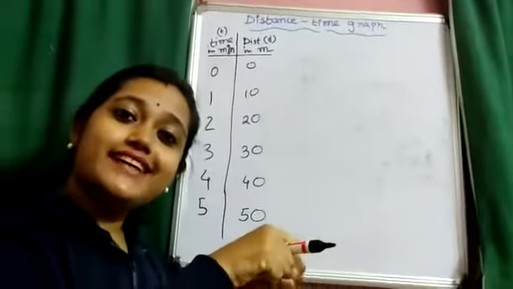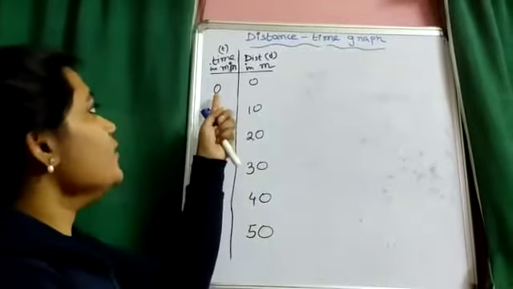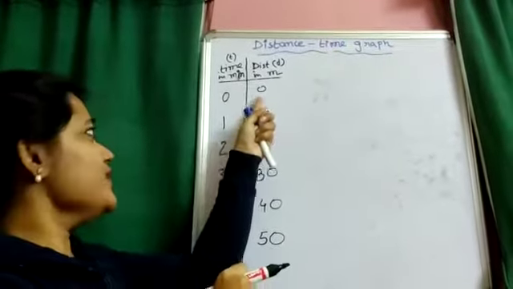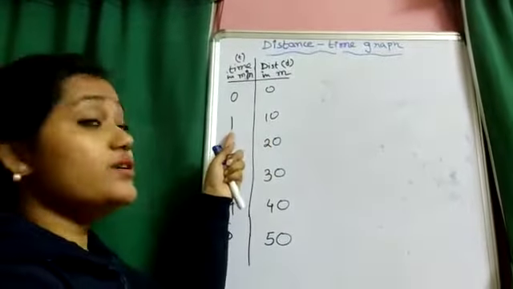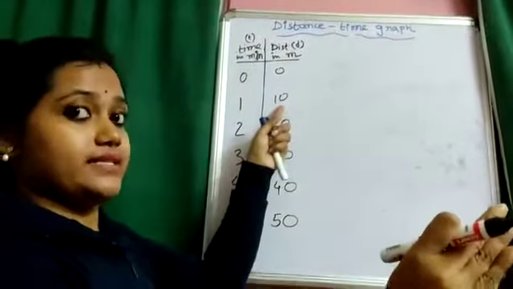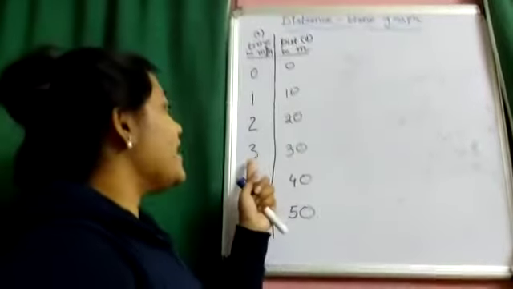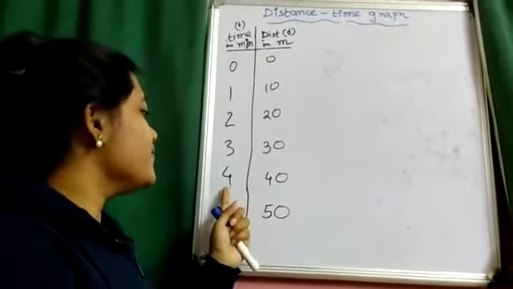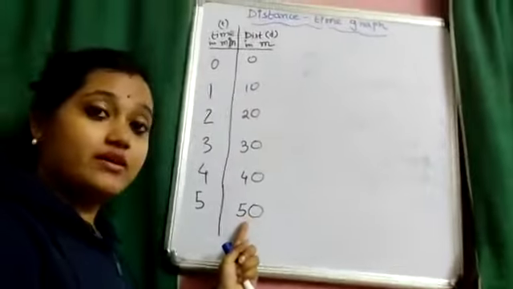You have started the car, and again you have started your stopwatch. Now, at 0 minutes, that time you were just going to start, so you were at the shopping mall only. After 1 minute you have passed 10 meters from that place. After 2 minutes you have covered 20 meters. After 3 minutes you have covered 30 meters. After 4 minutes you have covered 40 meters. After 5 minutes you have covered 50 meters.